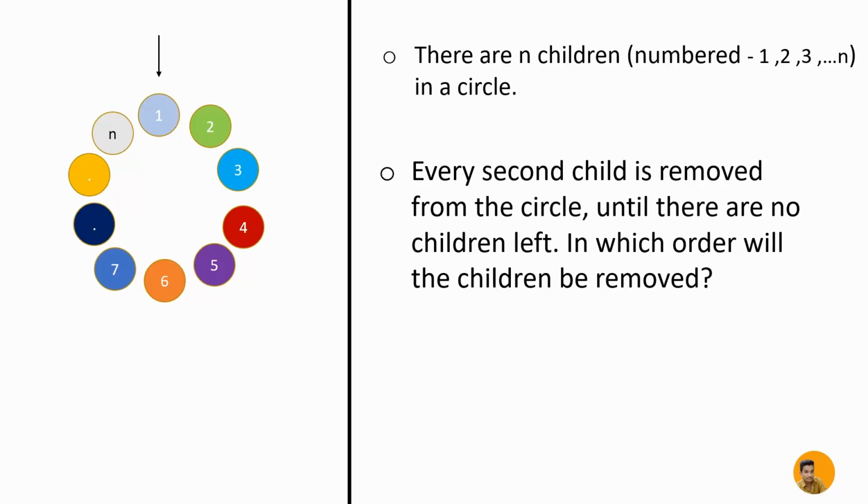There are n children sitting in a circle. Every second child is removed from this circle until there are no children left. Our task is to find in which order the children will be removed.